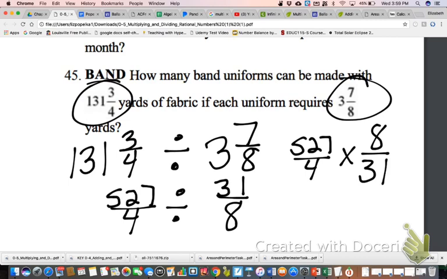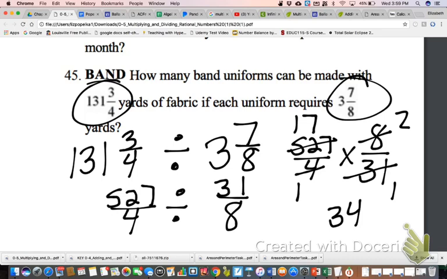And that does give us some canceling that we can do, because 4 divided by 4 is 1, 8 divided by 4 is 2, and then 31 actually goes into 527 17 times. So I'm going to multiply straight across. So 17 times 2 is 34. 1 times 1 is 1. We can make 34 uniforms.